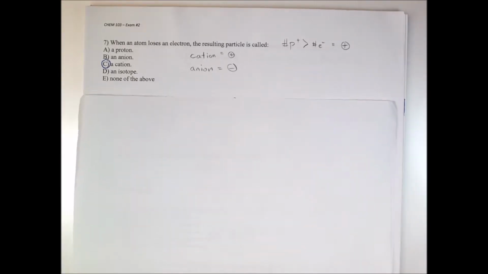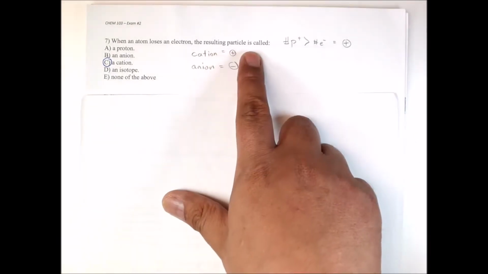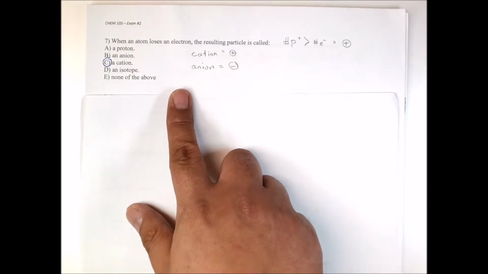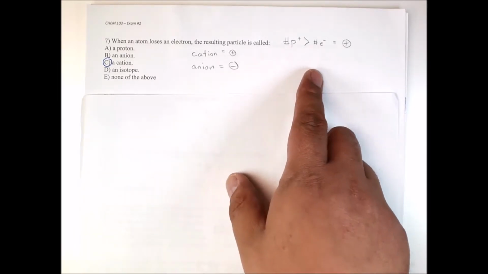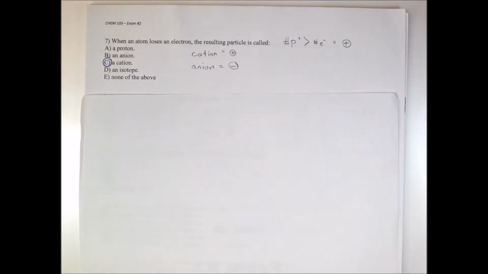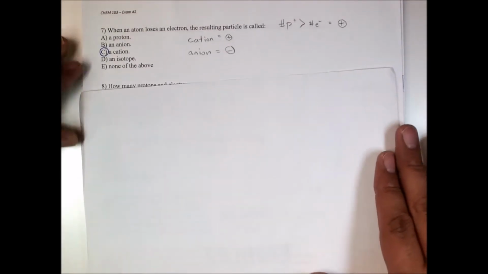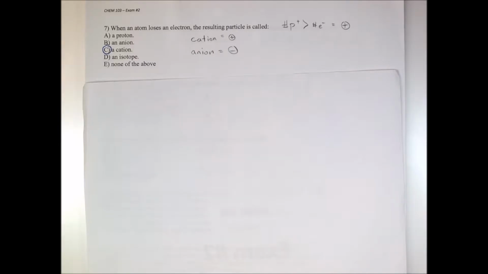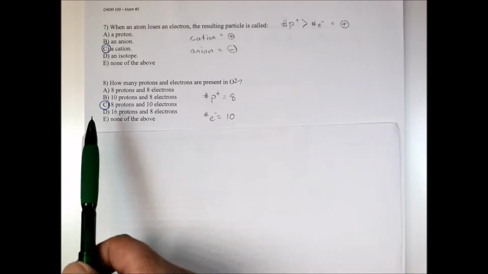All right, and number 7, when an atom loses an electron, the particle is called, so in this case, if you're going to lose an electron, you're going to have more positive than negative, which gives you a positive charge, which makes it a cation. And the way you can remember that is kind of silly how I remember it, is that when cats fall out of trees, they land on their feet, right, which is positive. So that's how I remembered it. So cation, anion.